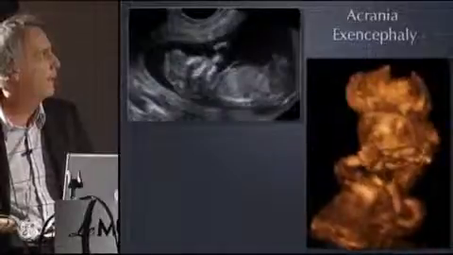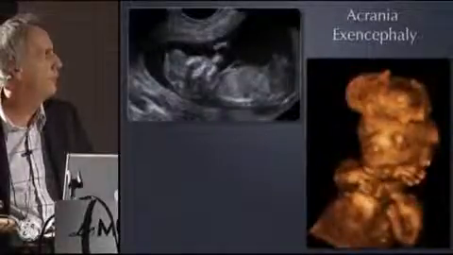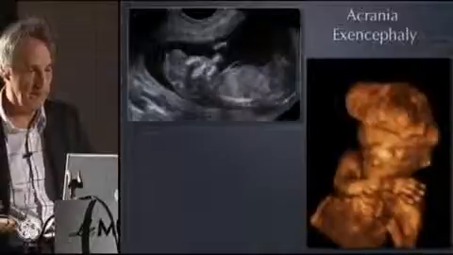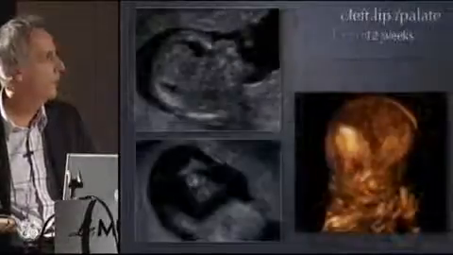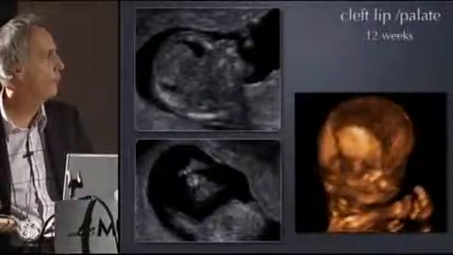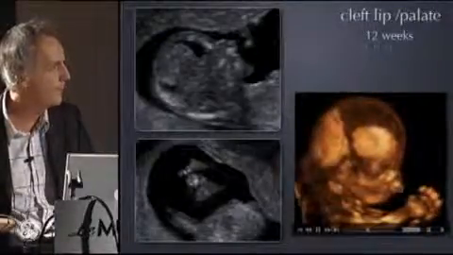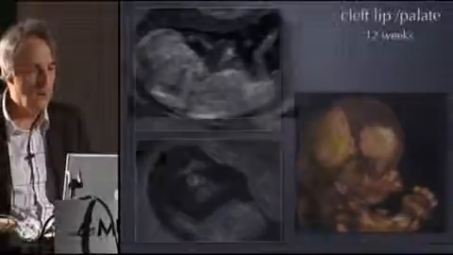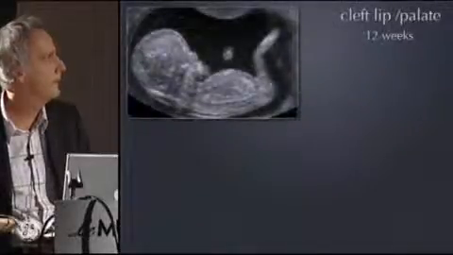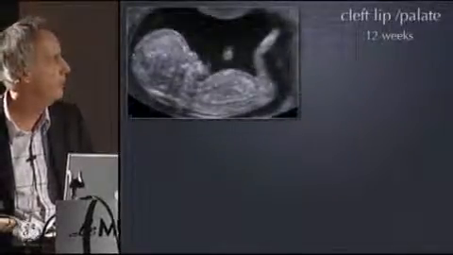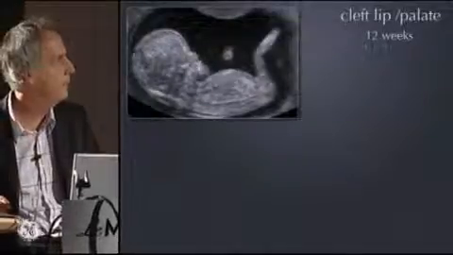A case of acrania. The brain is developed outside of the skull here. You can see a cleft lip, cleft palate in the first trimester of the pregnancy. This was a bilateral cleft lip and cleft palate at 12 weeks. Another case of cleft lip at 12 weeks. It was really difficult to see here. And this is a palate.